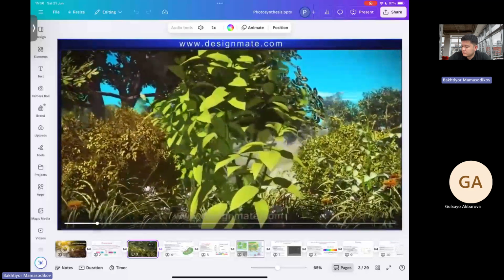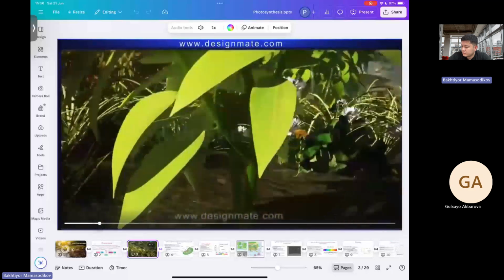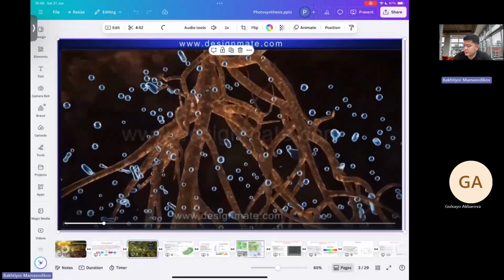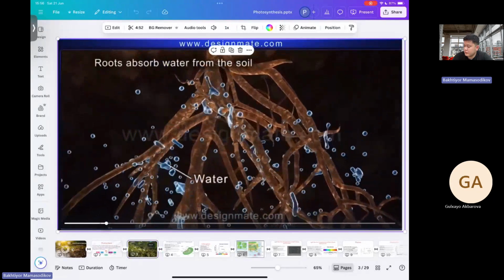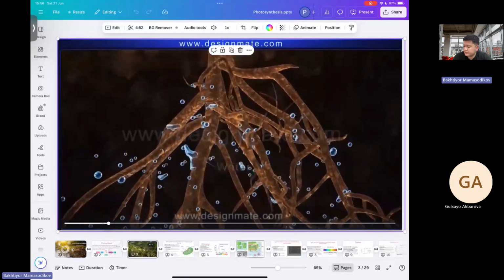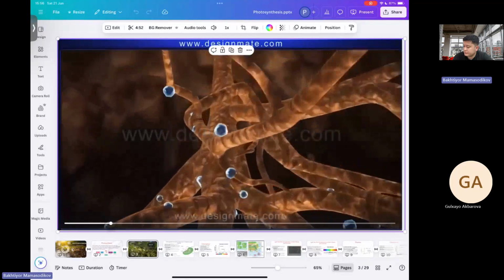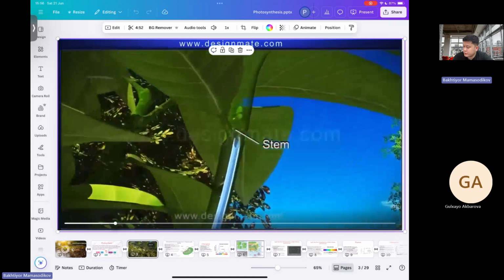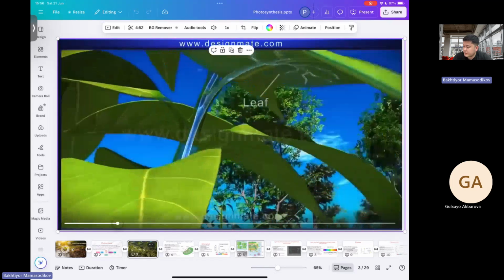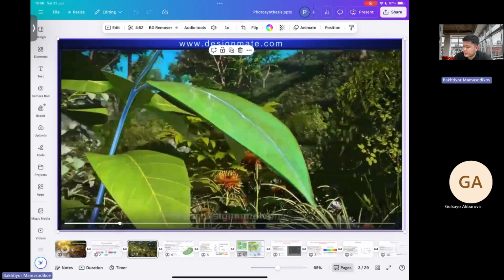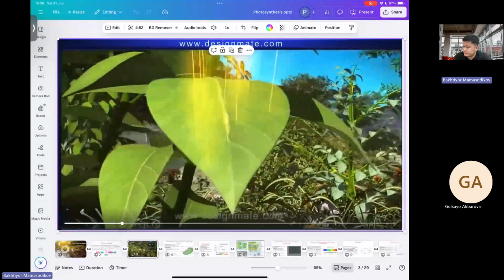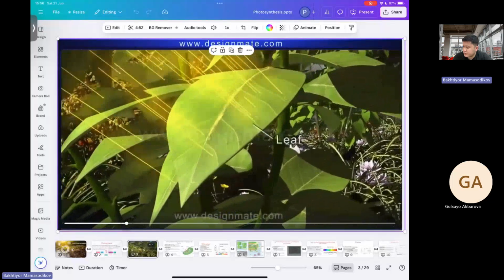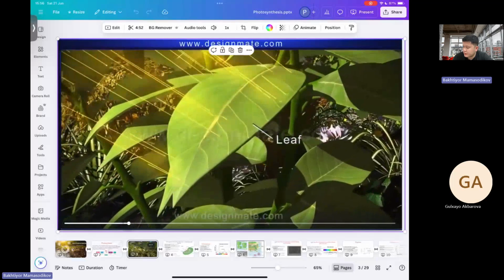A closer look at a plant shows that it is firmly held in the soil by the help of roots. So this is the root. These roots absorb water from the soil and through the tiny tubes transport it to the stem. See, water is going to the stem, and then to the leaves. The stem holds the leaves in such a way that they absorb maximum energy from sunlight.